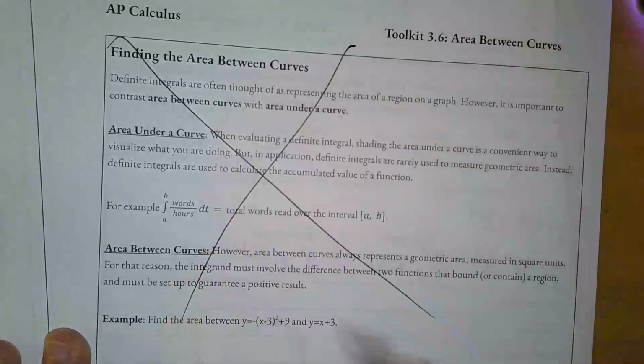So next is area between curves. This is gone. Like this is not on the test. I cut this. We're going to do this later in the year, towards the end of the year, it's going to go with the volume unit. So that's out.